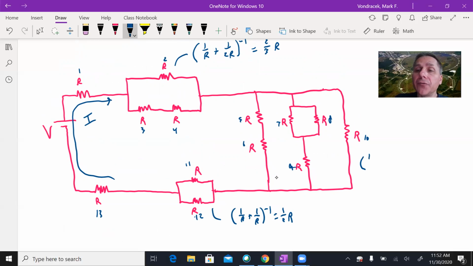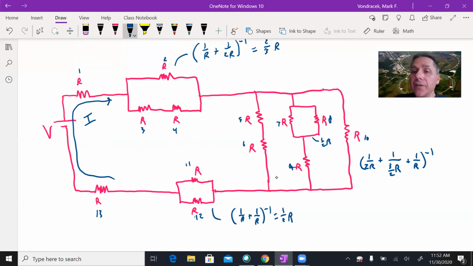If I do my parallel rule, that first branch, 5 and 6, are in series with each other, so that's going to be a total of 2R. The middle branch, 7 and 8, are in parallel with each other. And just like we saw with resistors 11 and 12, that's equivalent to a half times R. That's going to add to resistor 9, which is R, so that's going to be 3/2 R total on that branch. And then we just have a single resistor on that third branch.